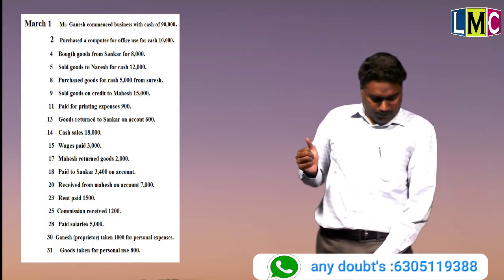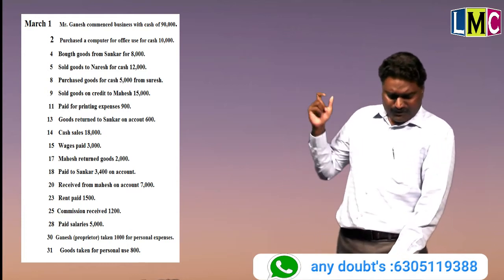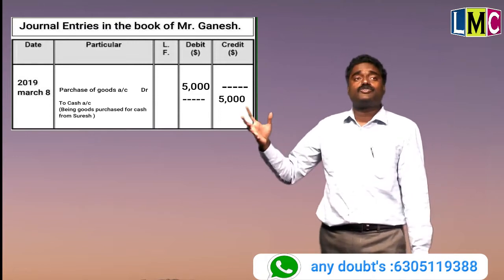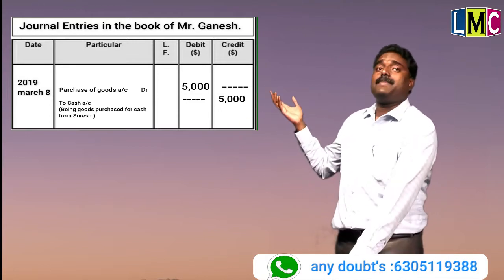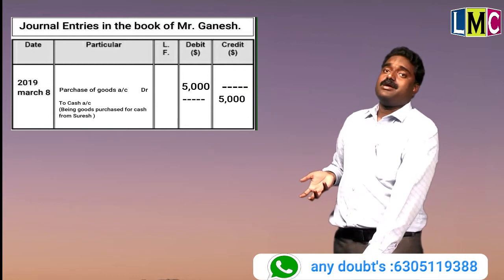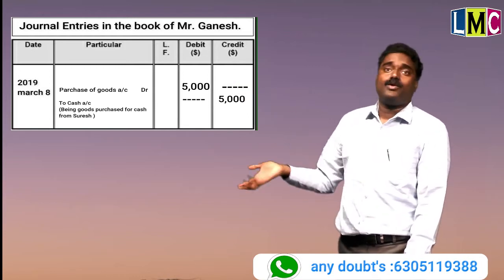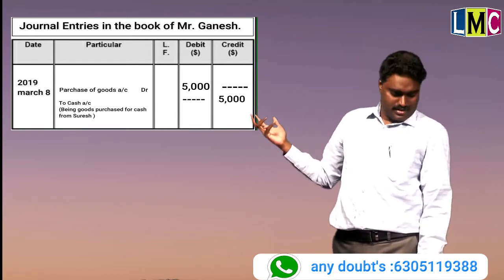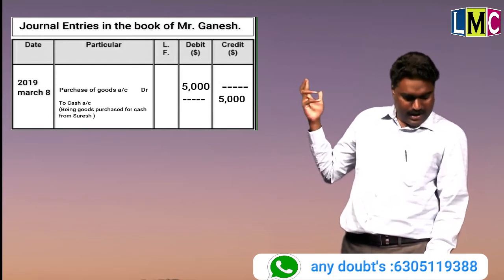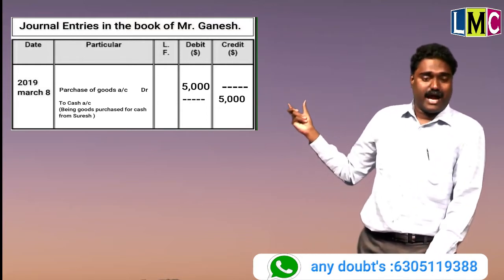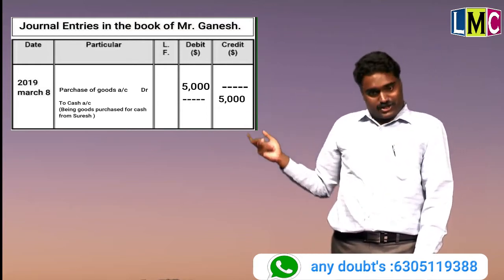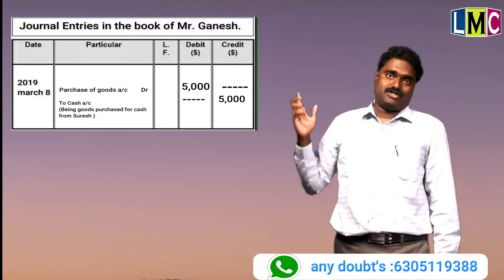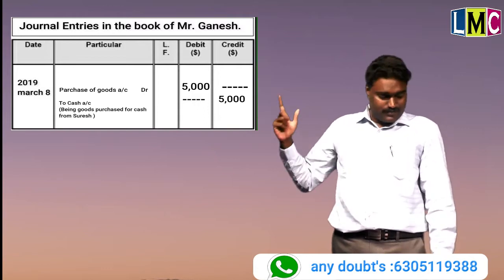Next, 8th of March. Purchase goods for cash for 5,000 from Mr. Suresh. Whatever we are purchasing, that is coming in. What is going out? Cash is going out. So, purchases account debtor to cash account. First write the date and next write the transaction. Next write the narration. Being goods purchased for cash from Suresh.